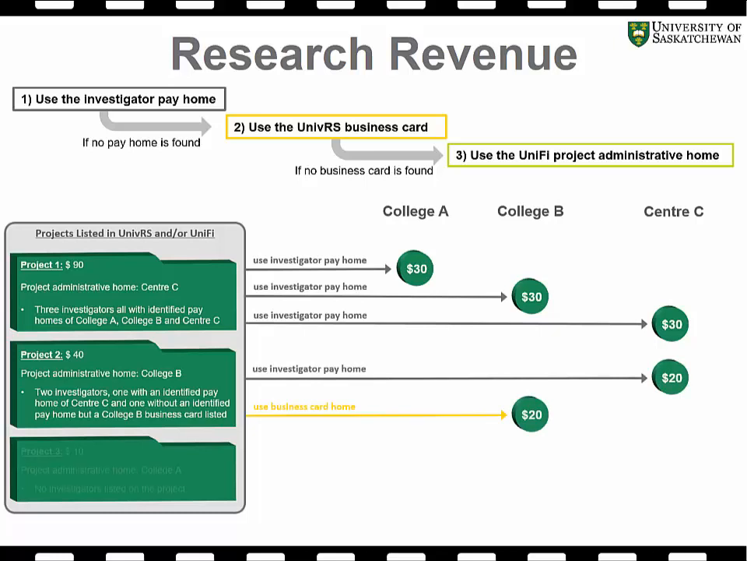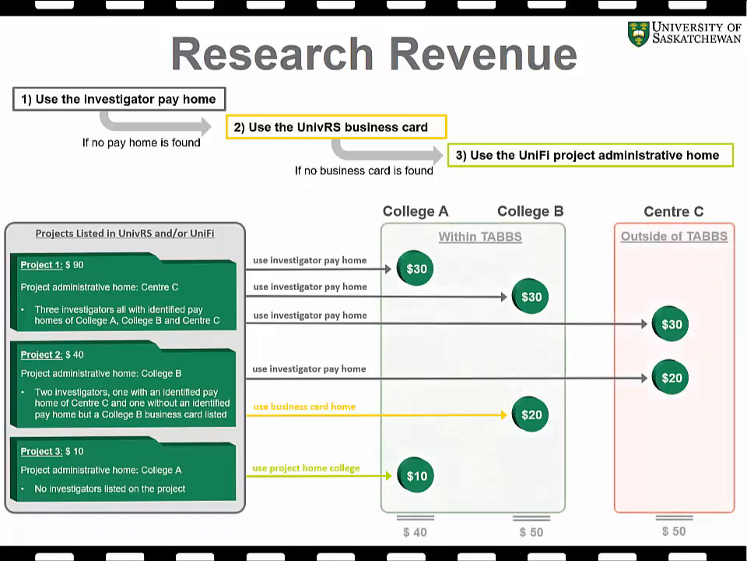Finally, Project 3 with a value of $10 has no listed investigators, so the revenue is allocated to the project administrative home in Unify, which is College A. College A and College B are both revenue centers, so these allocations are used to determine each unit's proportionate share of research revenue, whereas Center C is a support center, so its allocations are outside the scope of TABBS.